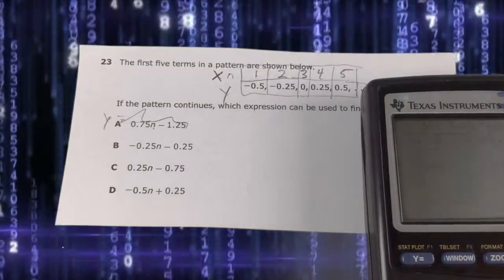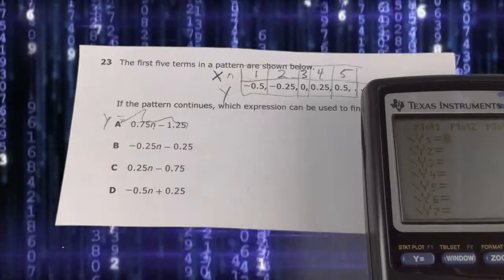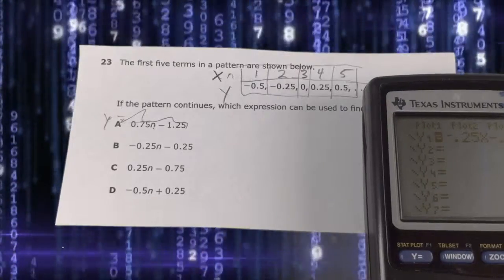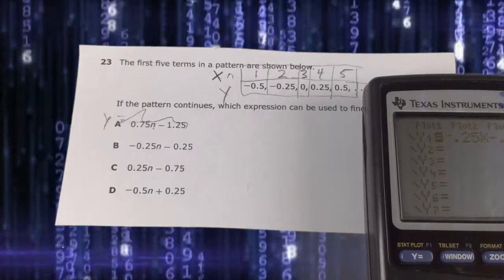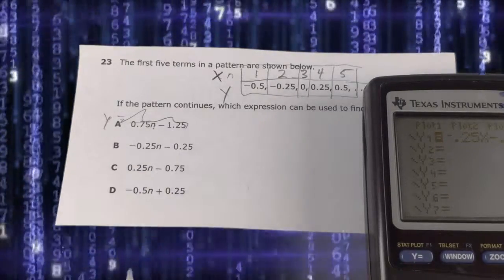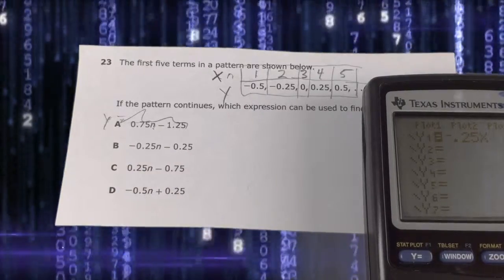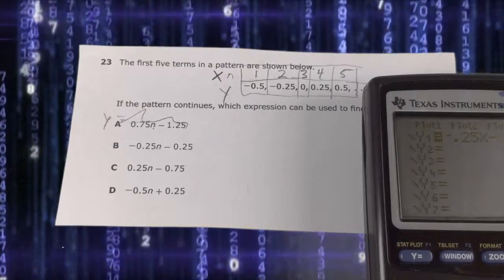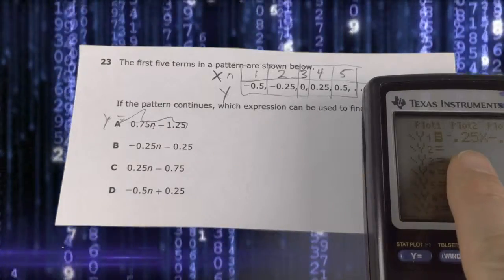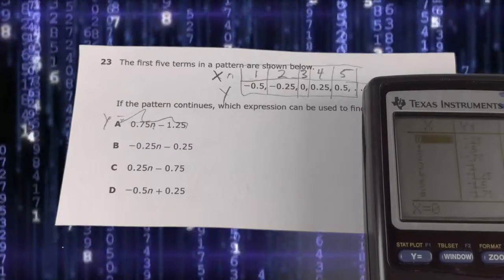So we go back to y equals, we delete that out. We put in the next choice, negative 0.25x minus 0.75. All right, we go to our table. Oh, you know what? I was looking at the wrong one. Let me try that again. Negative 0.25x minus, okay, there we go. I think I looked down at the other one. Negative 0.25x minus 0.25. We go to the table, second graph.